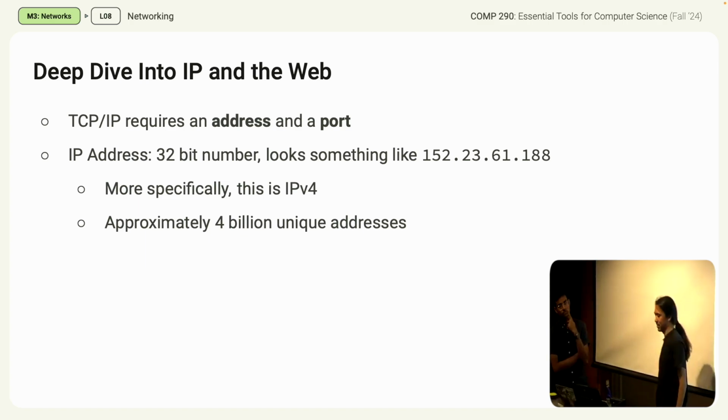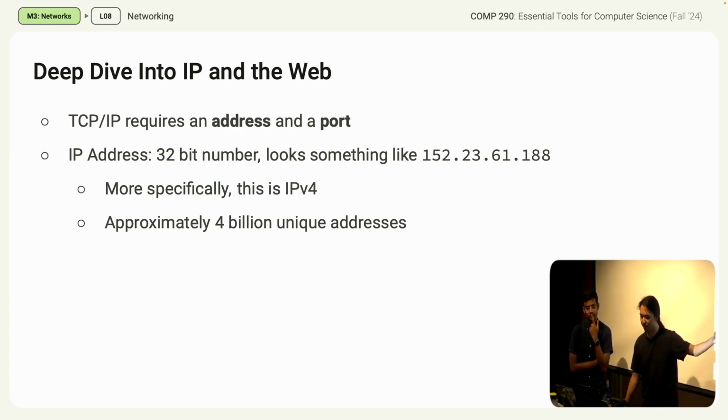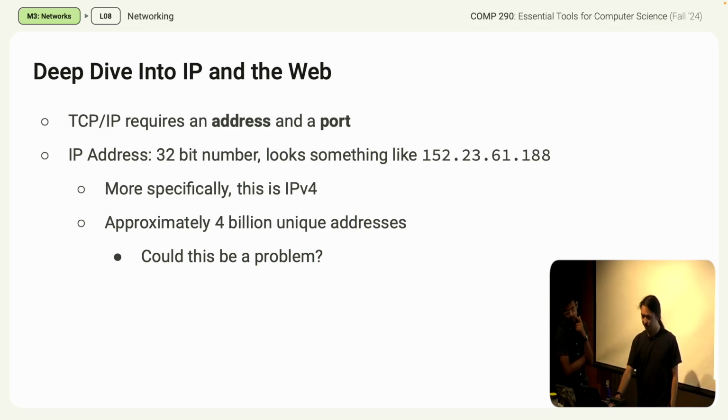And so you can think of all the possible combinations there. That comes out to roughly 4 billion unique combinations with a 32-bit number. And so I want to ask this question: could that be a problem? Does anyone foresee this being a problem? And what is the problem?